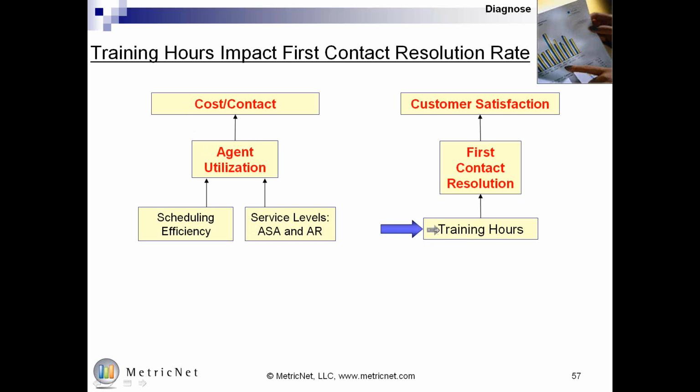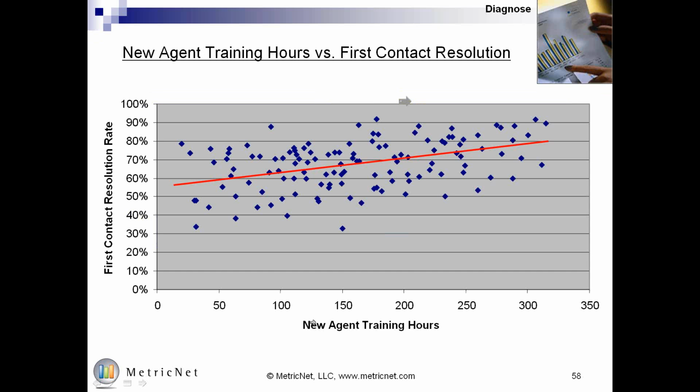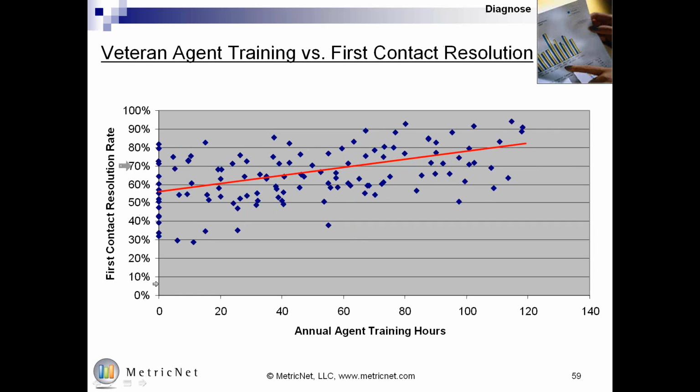Let's look now at training hours. This is not just a motherhood and apple pie issue. It does have an impact on your first contact resolution rate, which in turn has an impact on your customer satisfaction. Look at new agent training hours on the x-axis here versus FCR, first contact resolution rate. Again, the blue diamonds represent data points. The red line represents the linear regression through the data points. As you can see, more training results in higher first contact resolution rates.